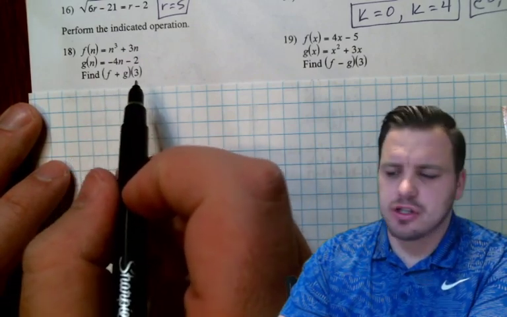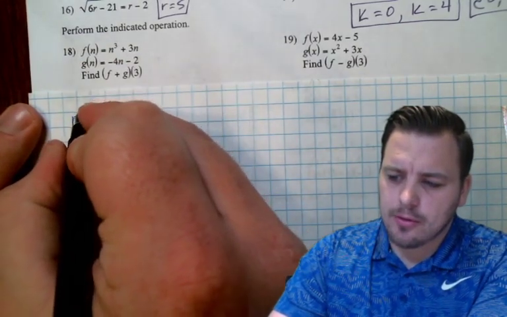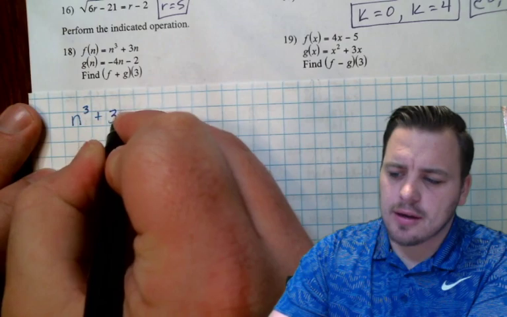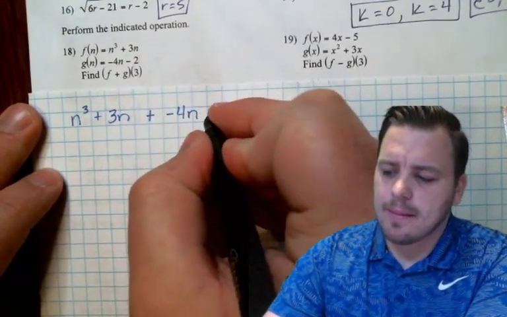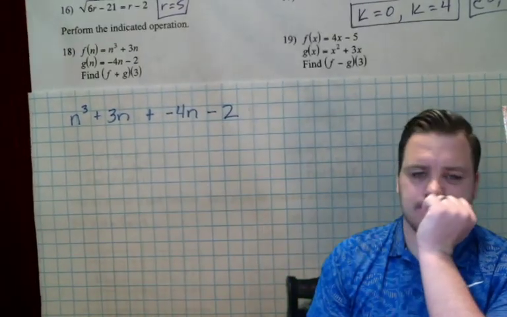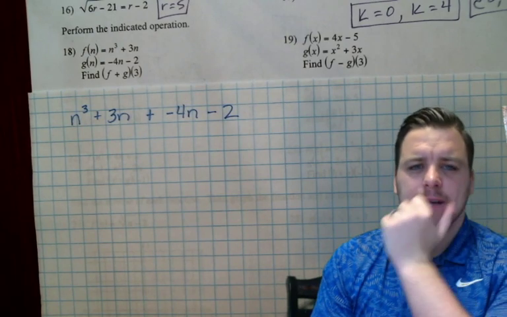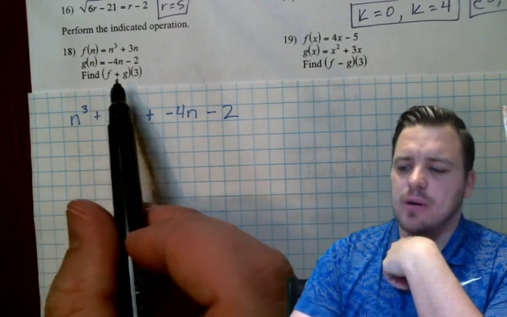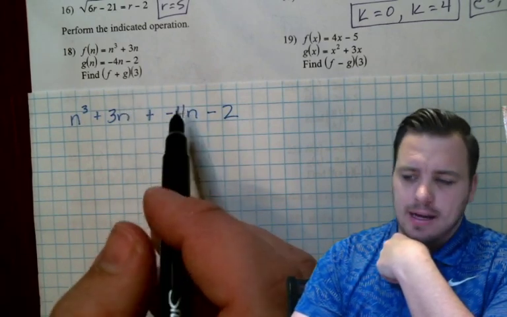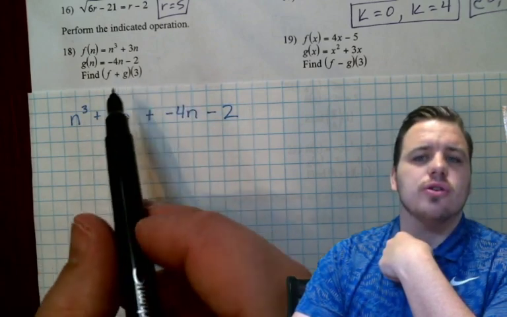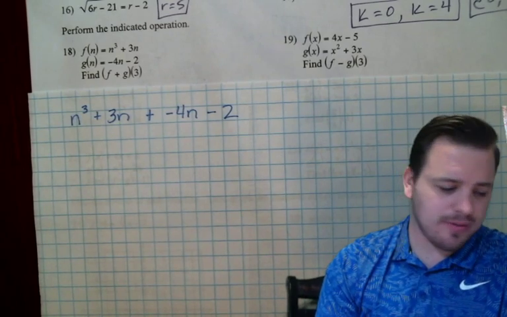So I got f plus g of 3. So I'm going to say n cubed plus 3n plus negative 4n minus 2. N cubed plus 3n minus 4n minus 2. Now it's saying to find f plus g of 3. So this is that great debate. Do we simplify here or do we go ahead and plug in, or what do you all think? So plug it in now or simplify it down or what?